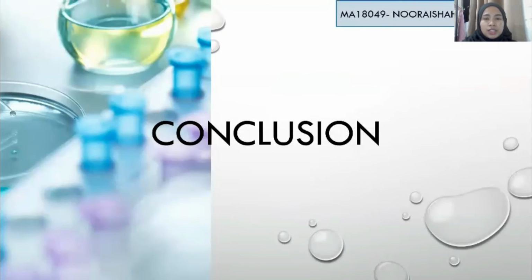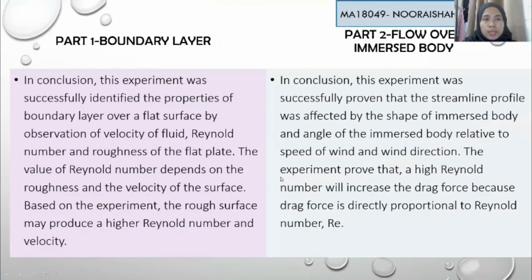After we get the result and discussion, we come out with the conclusion, which we divide into two parts. Part 1, boundary layer. Part 2, airflow over immersed body. For the conclusion for boundary layer, this experiment identified the properties of boundary layer over a flat surface by observation of velocity of fluid, Reynolds number, and roughness of the flat plate. The value of Reynolds number depends on the roughness and the velocity of the surface. Based on the experiment, the rough surface may produce a high Reynolds number and velocity.